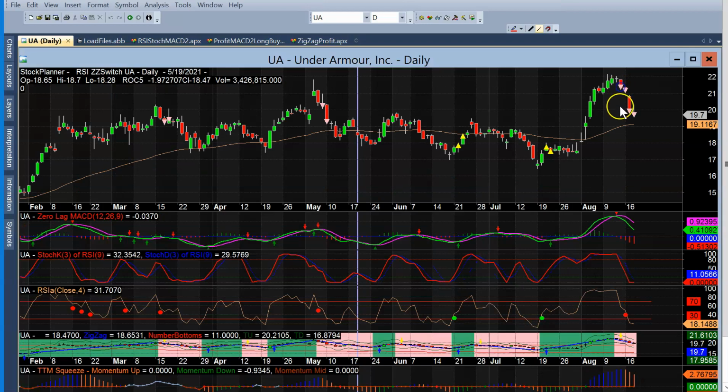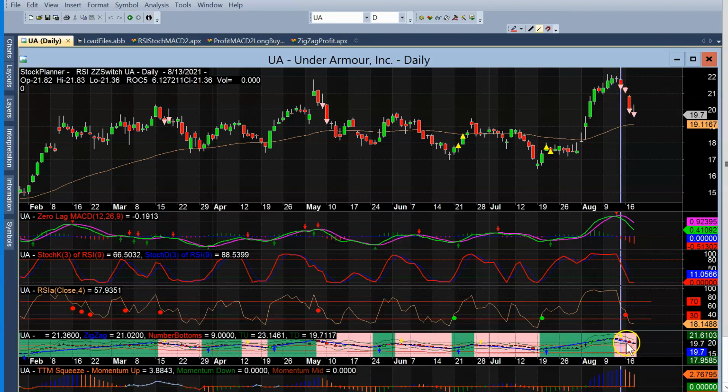And Under Armour. Probably too late to the game. Could have taken it there. The zigzag changed a little bit. We just have to wait two bars for it. Too late to the game.